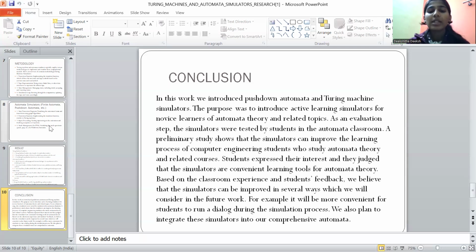Based on the classroom experiences and the students' feedback, we believe that the simulators can be improved in several ways, which we consider in future work. For example, it will be more convenient for students to run a dialogue during the simulation process. We also plan to integrate these simulators into our cooperative automation.